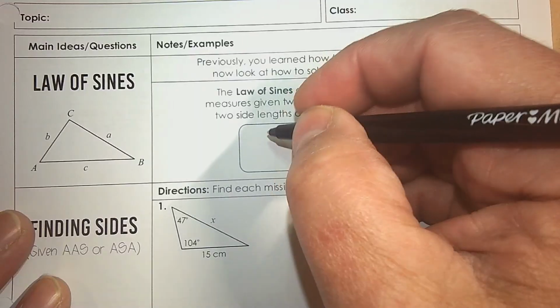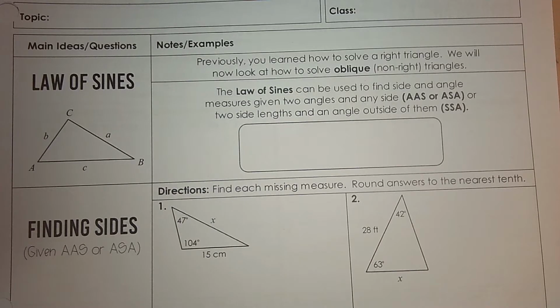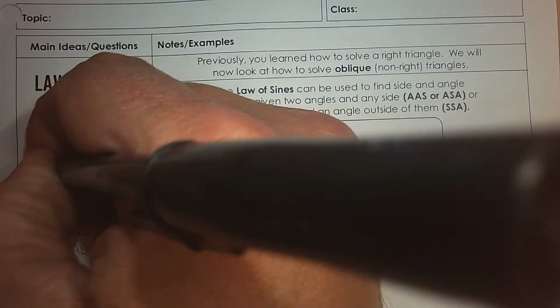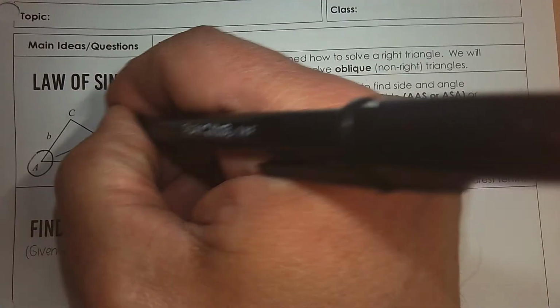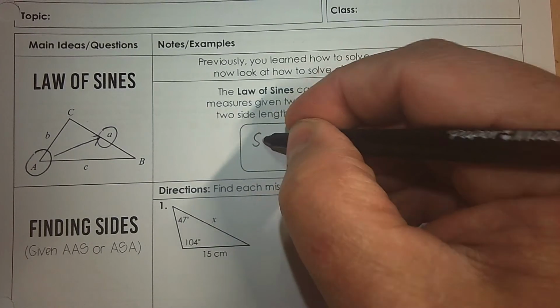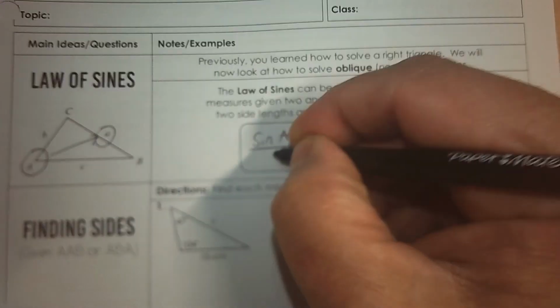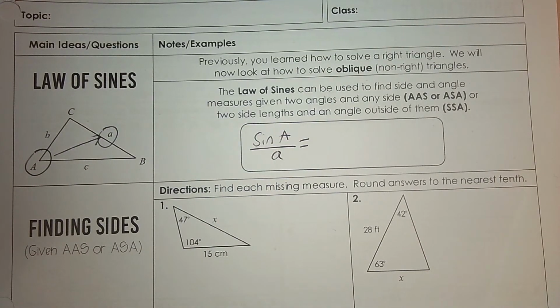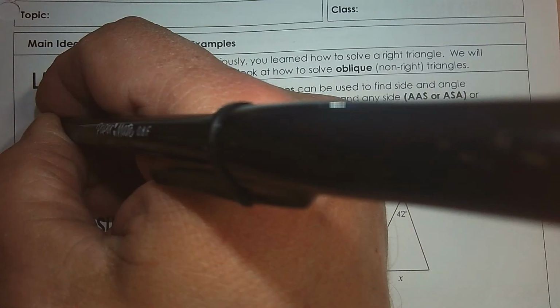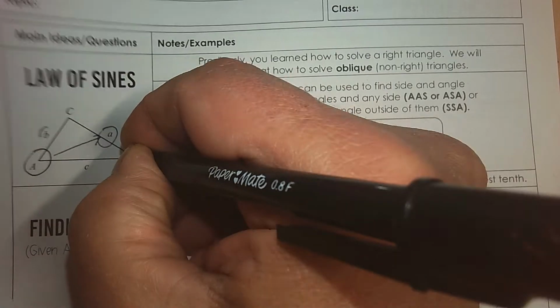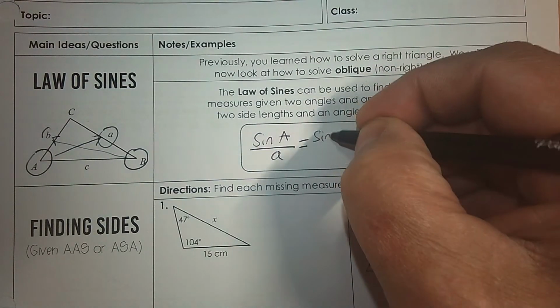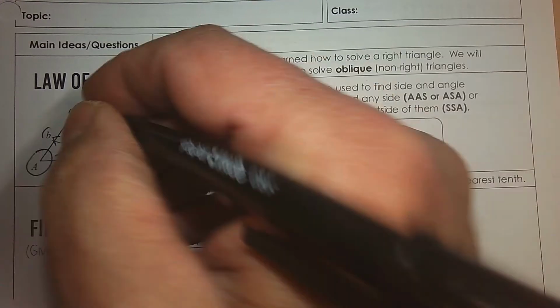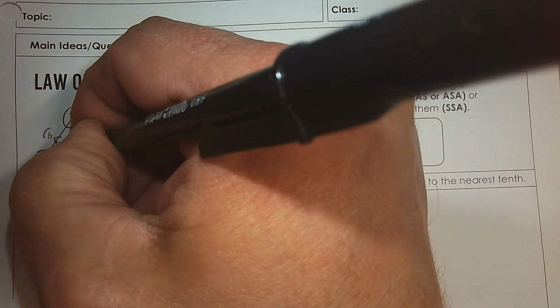The law of sines says there's a proportional relationship between an angle and its opposite side. So if I see the angle A, there's a relationship to that and its opposite side. And we say the sine of that angle over the side opposite, which makes sense because sine deals with opposite. And if you look at angle B and its opposite side, there's a relationship there. And if you look at angle C and its opposite side, there's a relationship there.